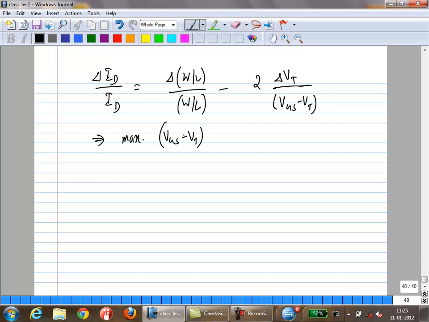Same thing with noise. And if you see, this is actually a very close parallel with what we noticed for noise. If you remember, for a differential amplifier, to minimize noise, because the input referred noise was inversely proportional to GM, you wanted to minimize input referred noise.